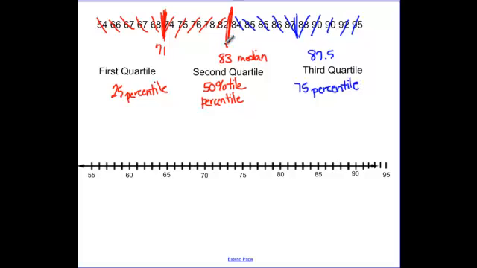So what does that mean? Let's say you got a 71 on your chemistry test. That means you scored better than 25% of the kids, or 75% scored higher than you. So that's why you want to be in a higher percentile, because it's comparing you to the rest of the crew. All right, and the last thing we got to learn is a box and whisker.